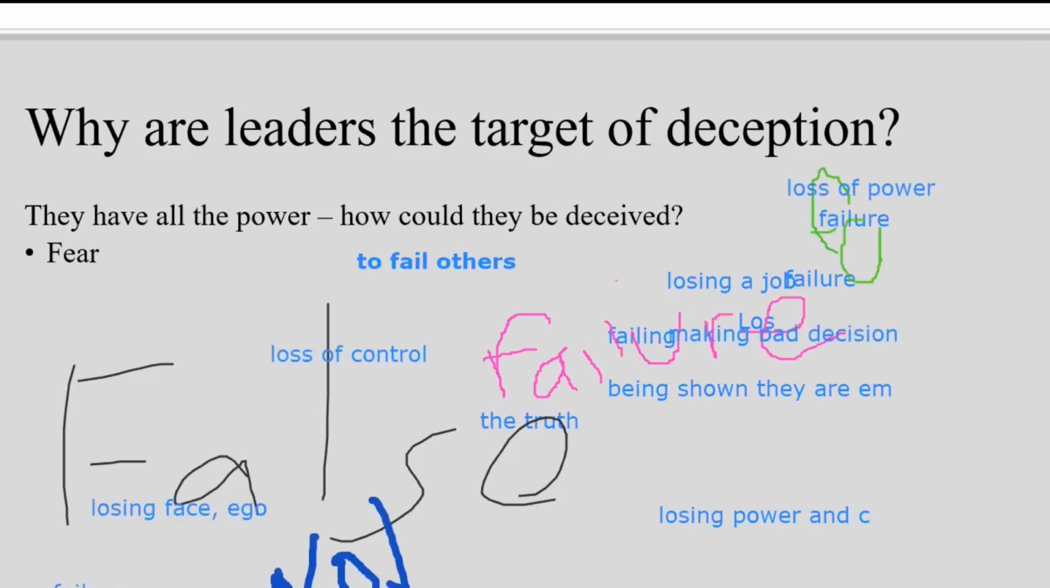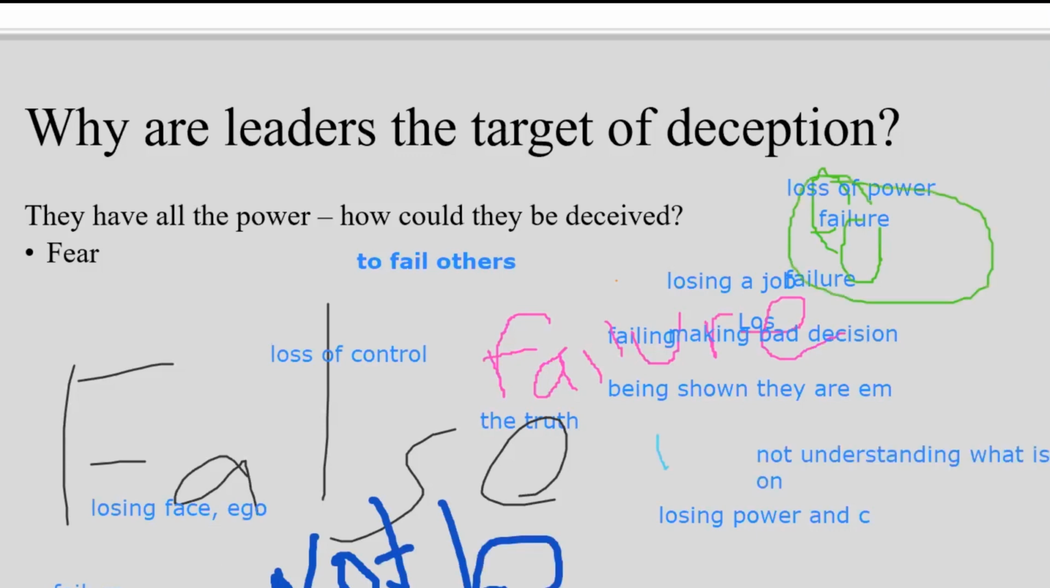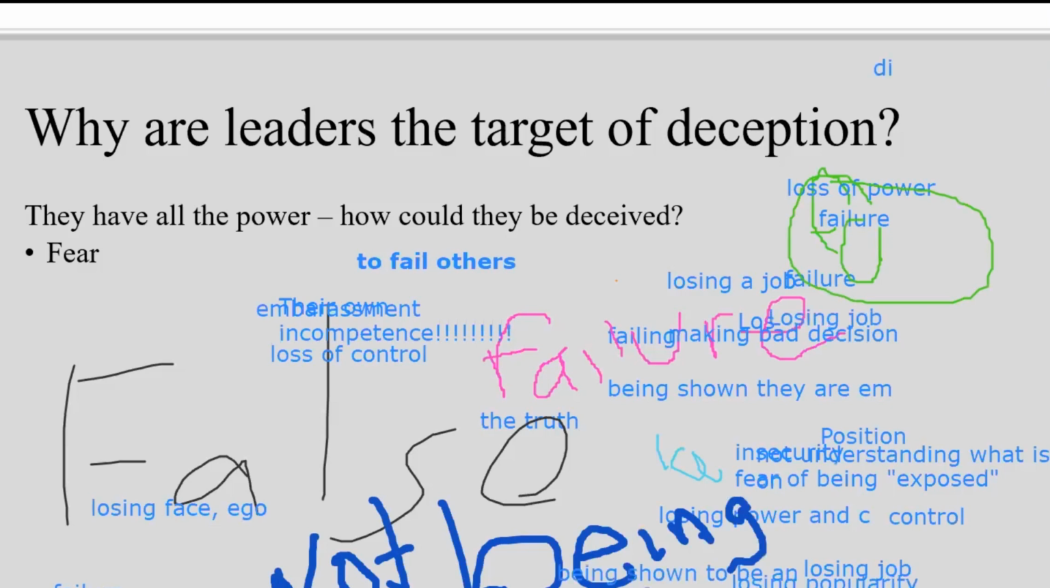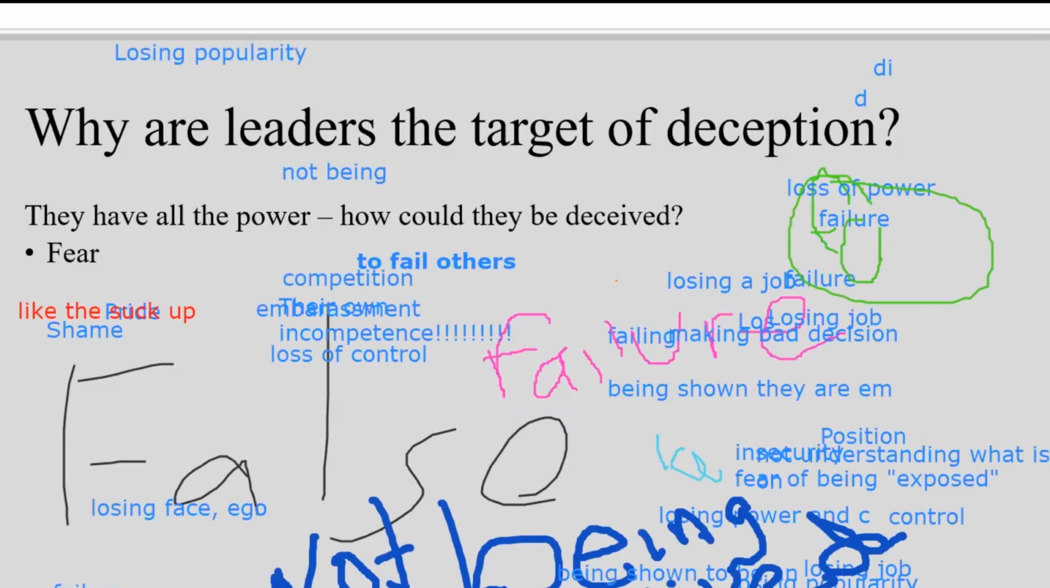Yeah. Oh, yeah. Losing power. Yes. Not being like that is huge. Huge. Being exposed. Failure. Loss of power, competition, shame, ego. Yes, absolutely. These are all excellent points. Okay, thank you very much.